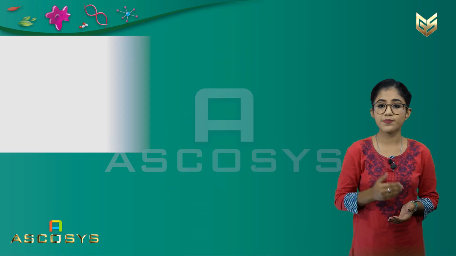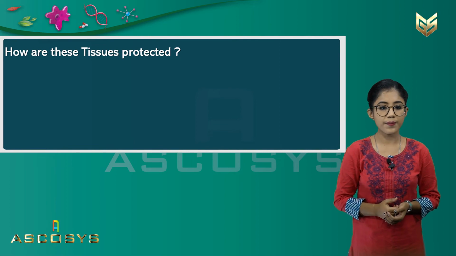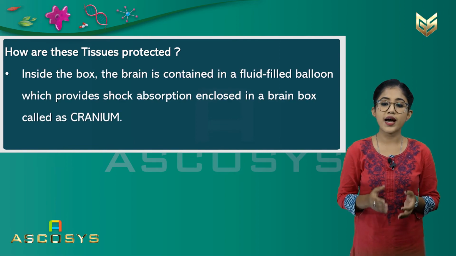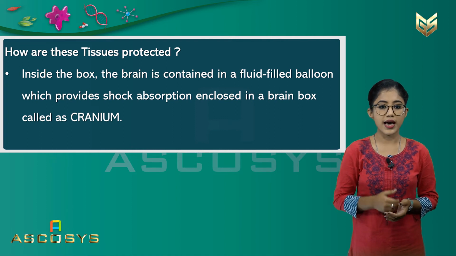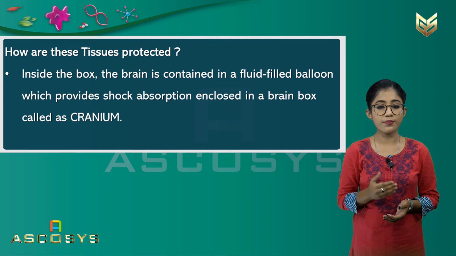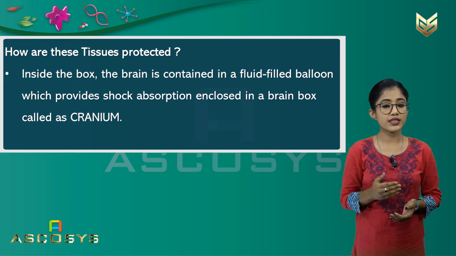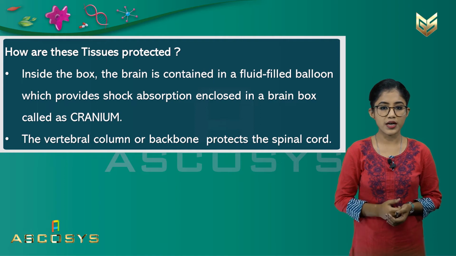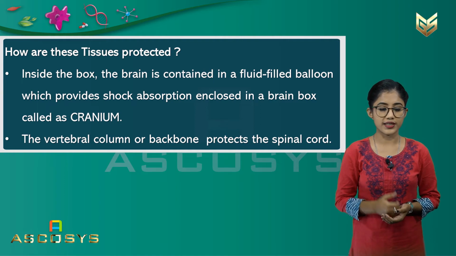So students, now we know how the brain and spinal cord are protected. The brain is protected by a fluid-filled balloon which acts as a shock absorber, and it is enclosed in the cranium, which is called the skull or brain box. And what about the spinal cord? The spinal cord is enclosed in the vertebral column. So in this way they are protected.